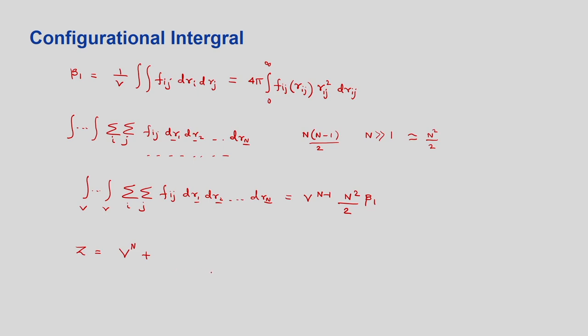So I can write this term as V^N. Let us multiply V on both sides, on the numerator and on the denominator. So it will be V^N, N squared by 2, beta 1 by V. So till now, based on the cross terms, this is this term. But this is only a part of the solution.